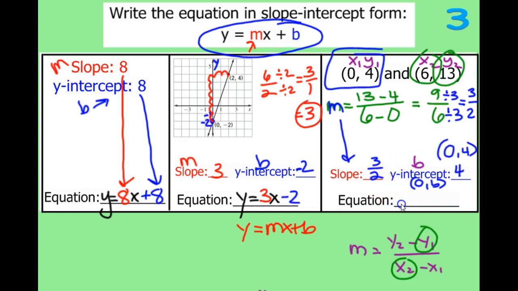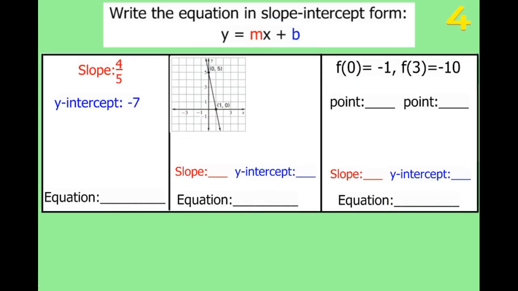So our equation in the form y equals mx plus b is y equals 3 over 2x, that's our slope, and then plus b, or plus 4. That is the answer we're looking for. Let's try a couple more just like it.